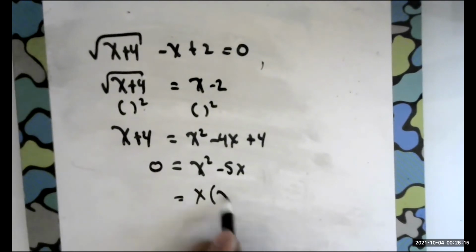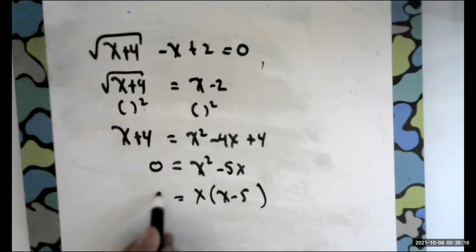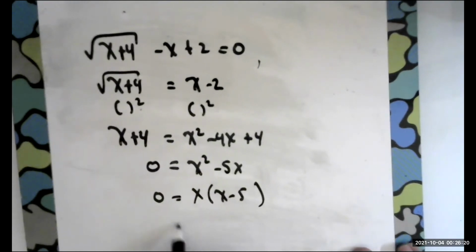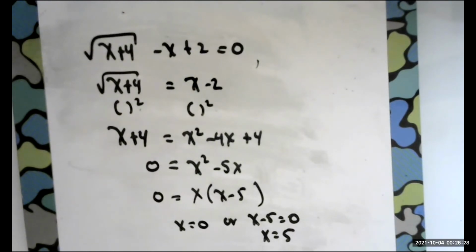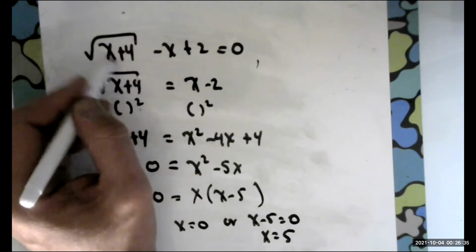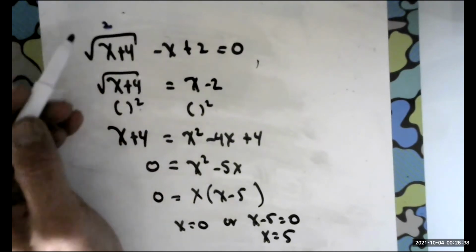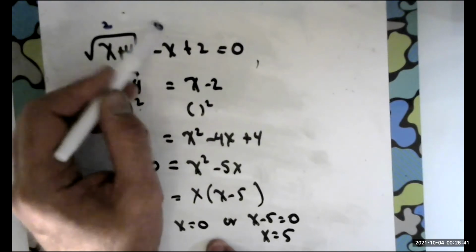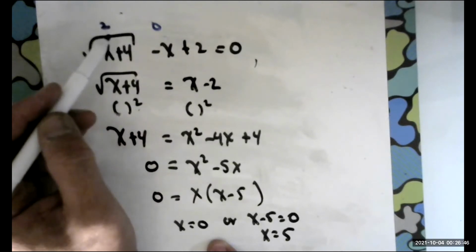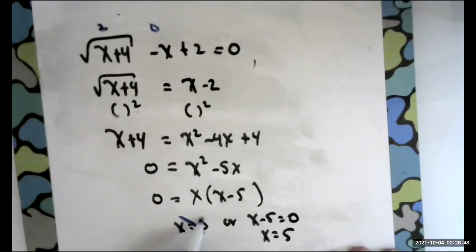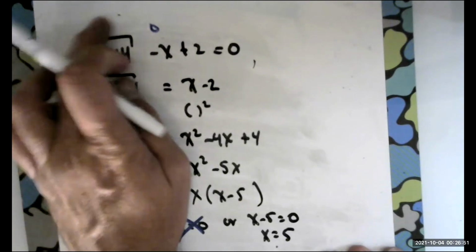We can factor everything: x times x minus 5 equals 0. Zero product property: x equals 0, or x minus 5 equals 0, x equals 5. Two numbers that we need to double check. So let's see what we have. Let's start with the 0. When x equals 0, 0 plus 4 is 4, radical 4 is 2. We are testing x equals 0, so 2 minus 0 plus 2 is not 0. So thanks, but no thanks. Let's go ahead and try the 5.